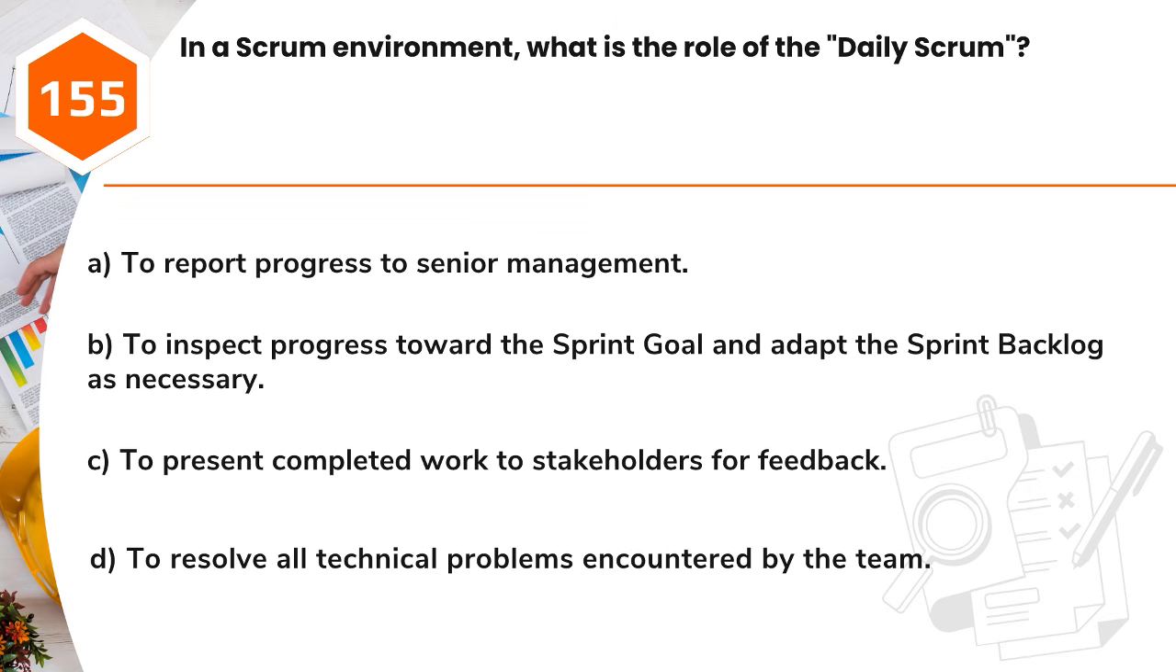Question 155. In a Scrum environment, what is the role of the daily Scrum? A. To report progress to senior management. B. To inspect progress toward the sprint goal and adapt the sprint backlog as necessary.